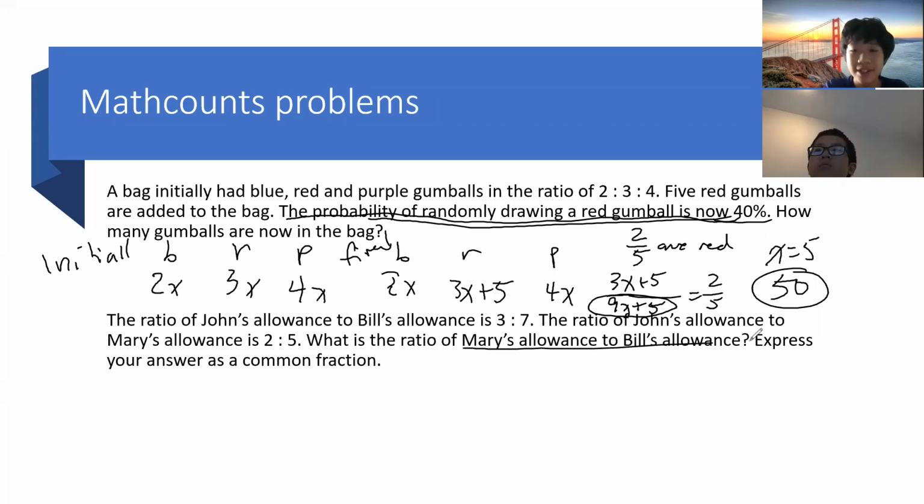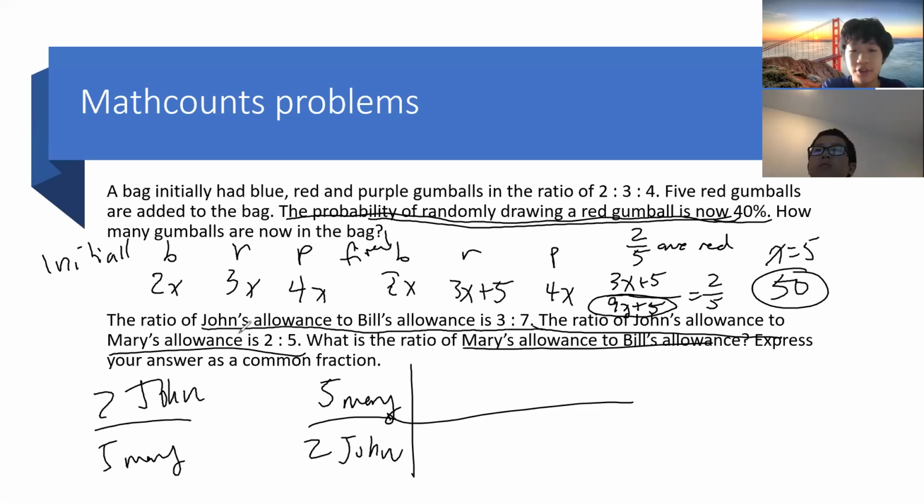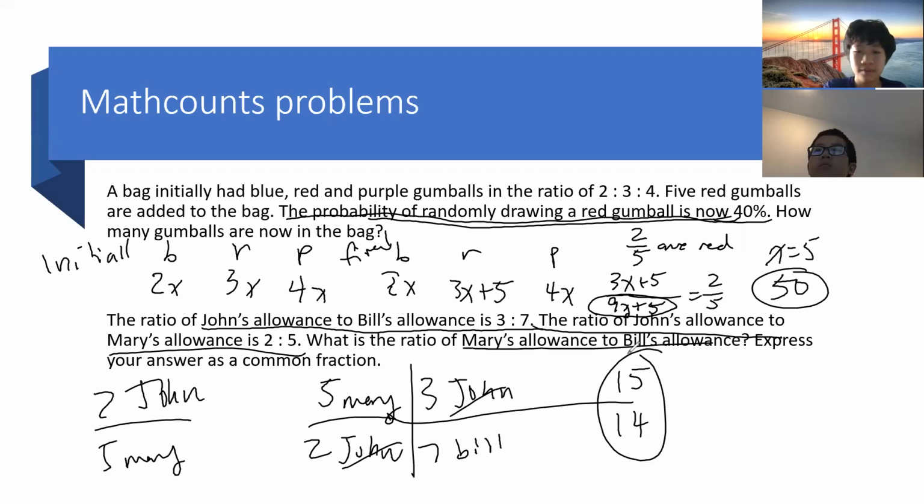So we want to find the ratio of Mary to Bill. So let's put Mary on top. So we have this one right here, John to Mary. 2 John, 5 Mary. Let's get Mary on top because we want to find Mary to Bill. 5 Mary over 2 John. Now we want to cancel out John. So we have John to Bill. 3 John equals 7 Bill. So the Johns are going to cancel out. The ratio of Mary to Bill is just going to be 15 over 14. And that's it. All right. It's just a really small conversion table.